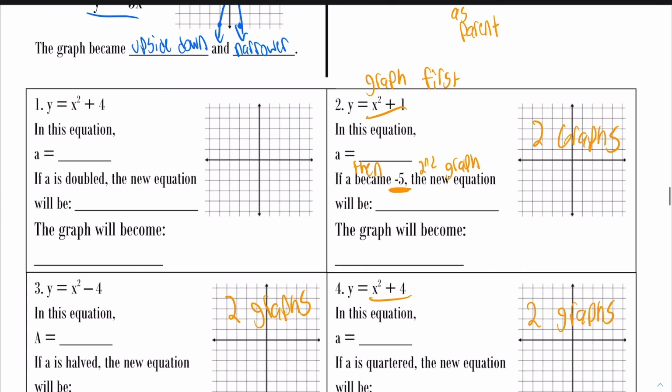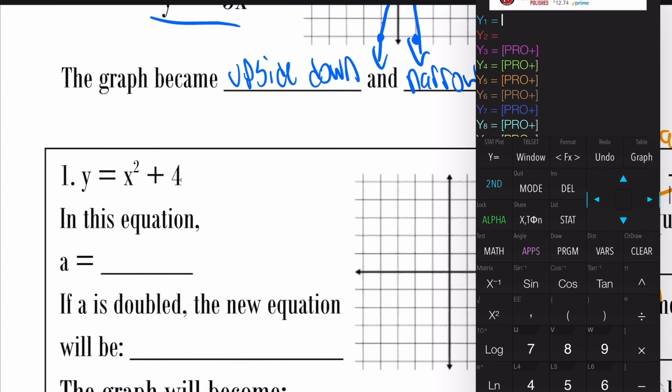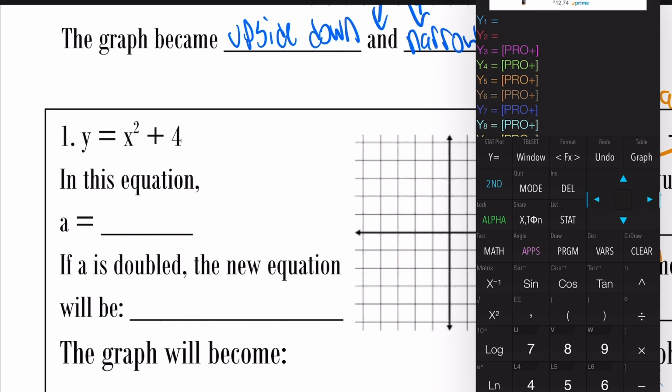And I am okay if you use the graphing calculator for this to do it faster. You do an x squared plus 4. Open up the table. Then you can clear that out. And then in this first example, whenever it says a is doubled, that's going to mean that y will be equal to 2x squared plus 4.